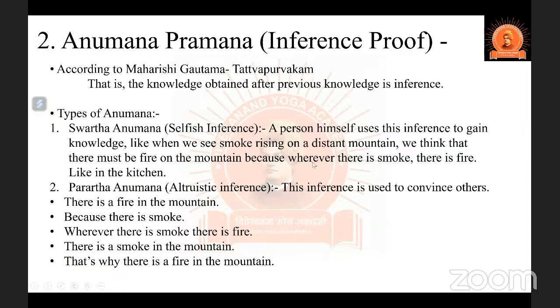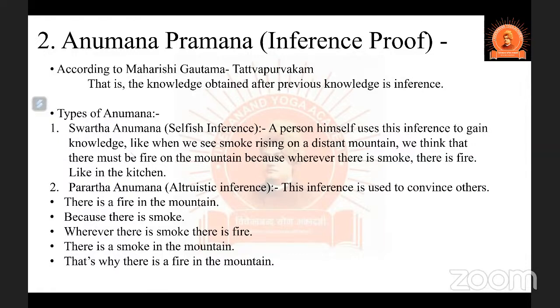In the first one, a person himself uses this inference to gain knowledge. By himself he is inferring something to gain something. For example, when we see smoke rising on a distant mountain, we think there must be a fire on the mountain, because wherever there is smoke we feel that there is fire. Like in the kitchen, if there is smoke over there, we think, okay, fire has been burnt. In the same way, it is for self satisfaction, self agreement.